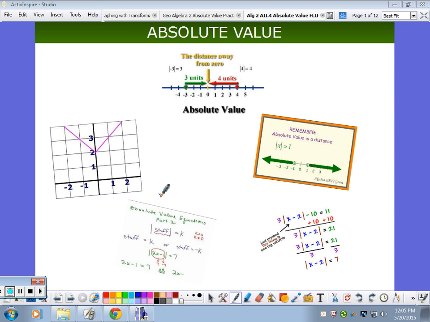Going to be talking about absolute value equations and absolute value inequalities today.